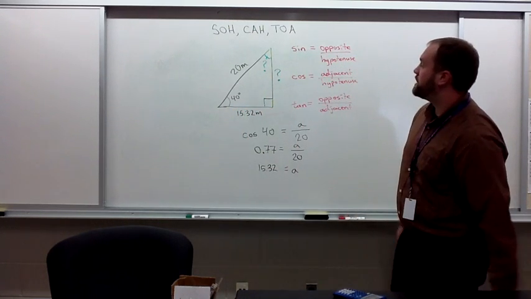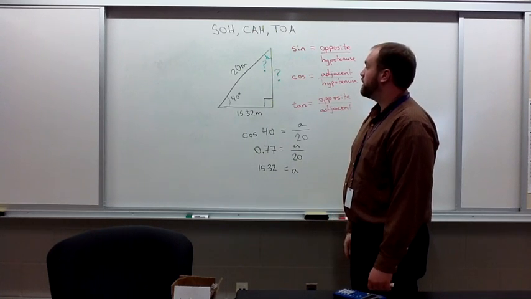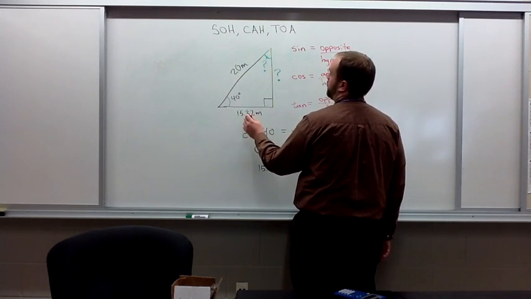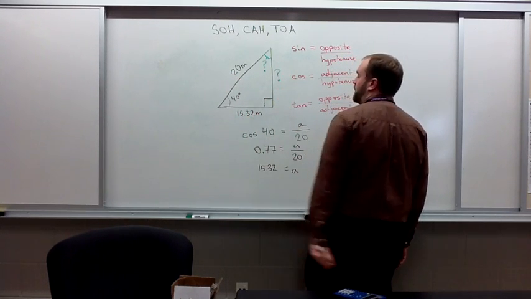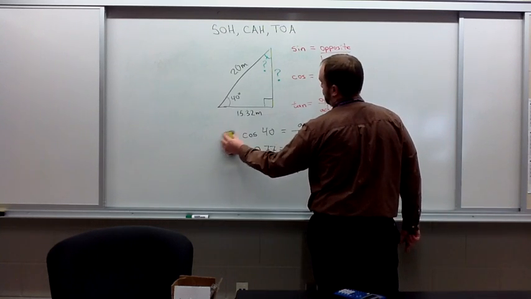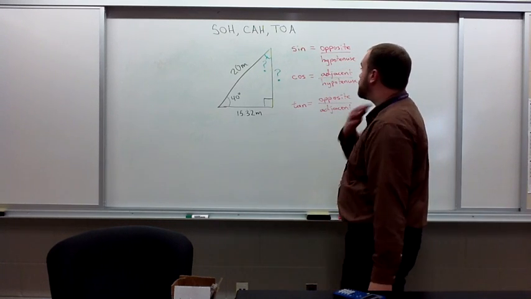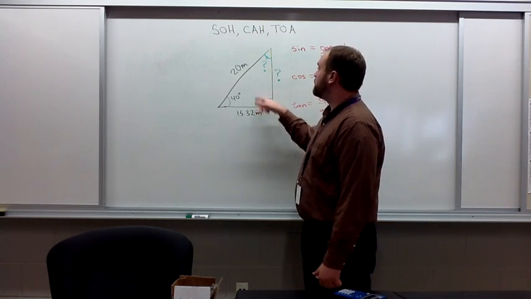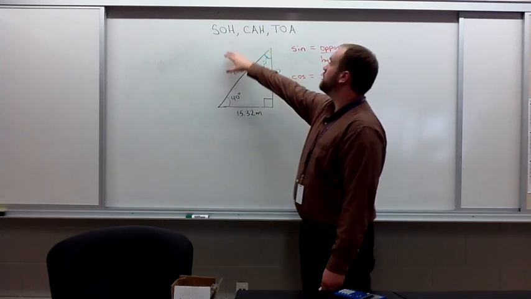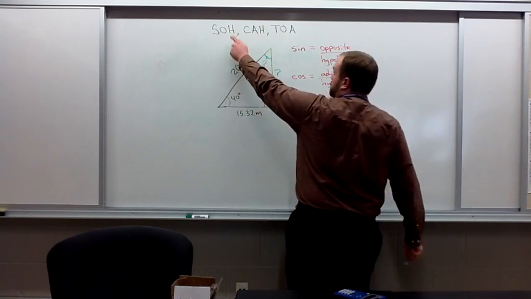Alright, there's a couple ways I could approach this side over here. I could use the Pythagorean theorem. I could say 20 squared equals 15.32 squared plus whatever that is squared. Or I could do SOHCAHTOA again. Since I called this thing SOHCAHTOA, I'm going to do SOHCAHTOA again. So what are the two things that I have? I've got adjacent, I've got hypotenuse. I'm looking for opposite. So I need something that has opposite in it. I could choose sine or I could choose tangent. Either way, I'm going to get the same answer. I choose sine.